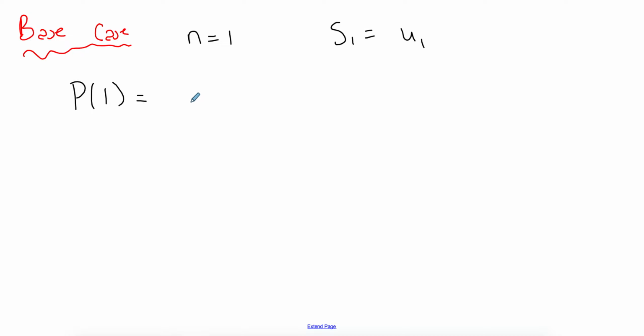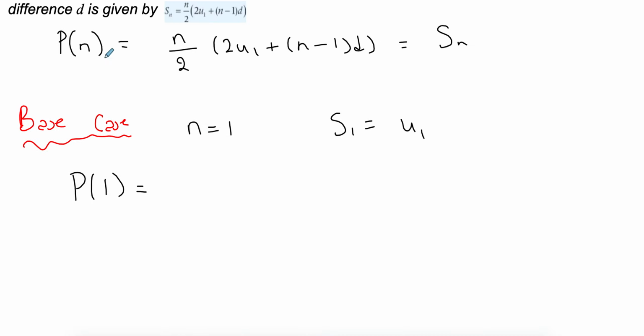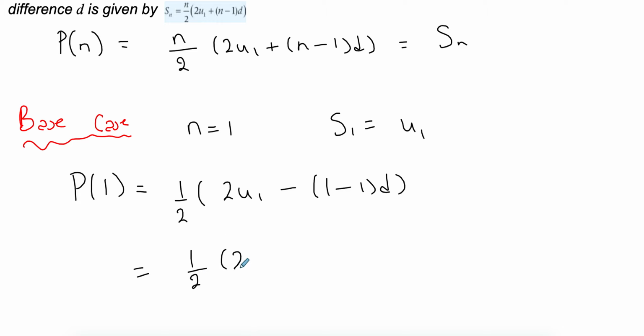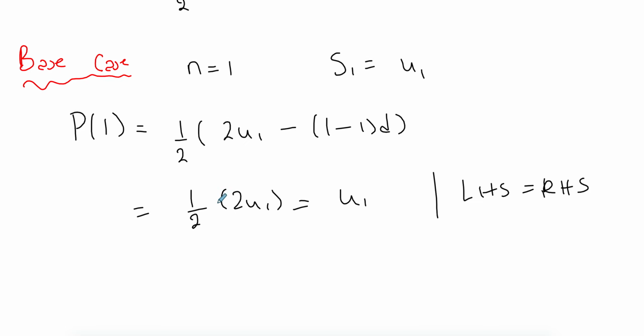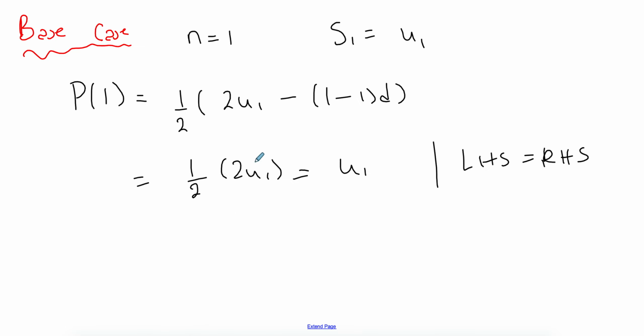So P of 1, if I just substitute in here, I'm going to get 1 over 2 times (2u1 minus 1 d). This will just be a 0, so I end up with half of 2u1, which is just u1. And we have in this case that left hand side is equal to right hand side, so that's what we wanted.